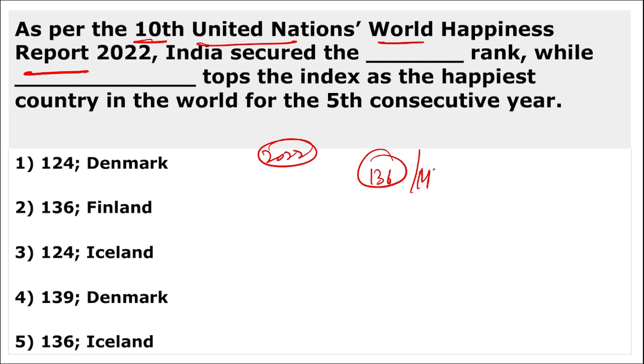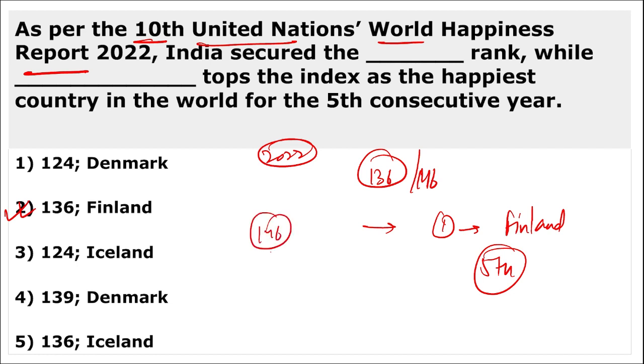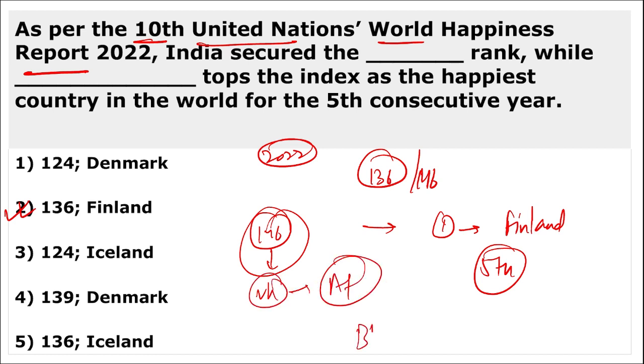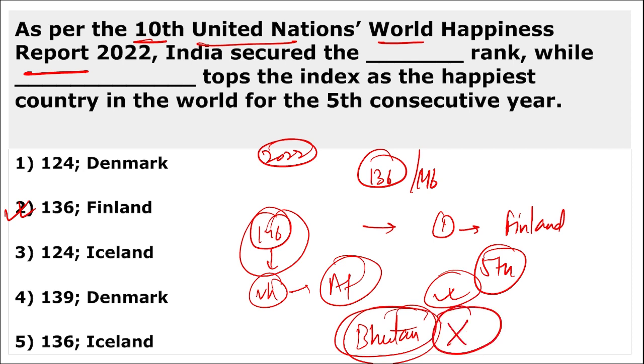In this, a total of 146 countries participated and the rank of India was 136. Which country topped the World Happiness Report? It was topped by Finland, for the 5th consecutive time. If we are talking about the 146th nation, the last nation, the unhappiest nation, it is Afghanistan. And remember Bhutan: a question can be asked, which country was not included in the World Happiness Report for 2021? It was Bhutan that was not included in the 2021 report.